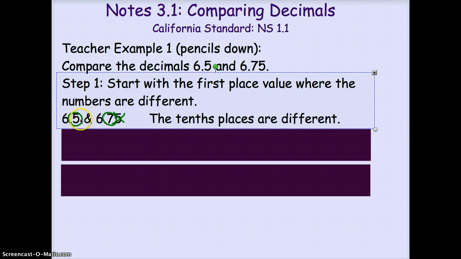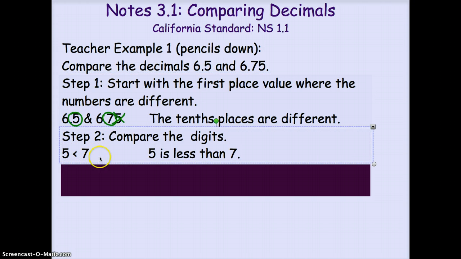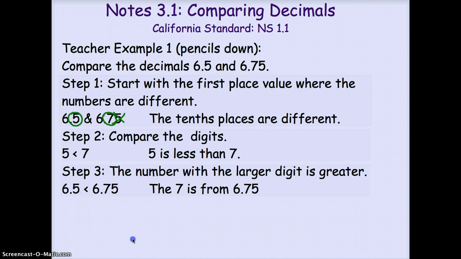We get to the tenths place right after the decimal. One has a 5, one has a 7. Notice I've crossed out this 5, and the reason that we can cross that out is because it's irrelevant. It doesn't matter what's there. We could have a million digits there. What matters is the 7 and the 5 in the tenths place. So now we're simply comparing which one's larger. Of course, 5 is less than 7, so therefore 6 and 5/10ths is less than 6 and 75/100ths. Okay, nice and simple. These shouldn't be too hard, but again, people tend to overthink them, so just be careful of that.